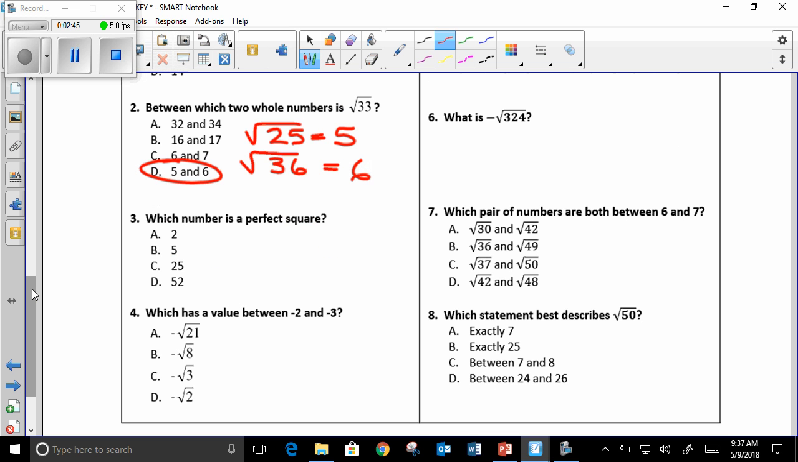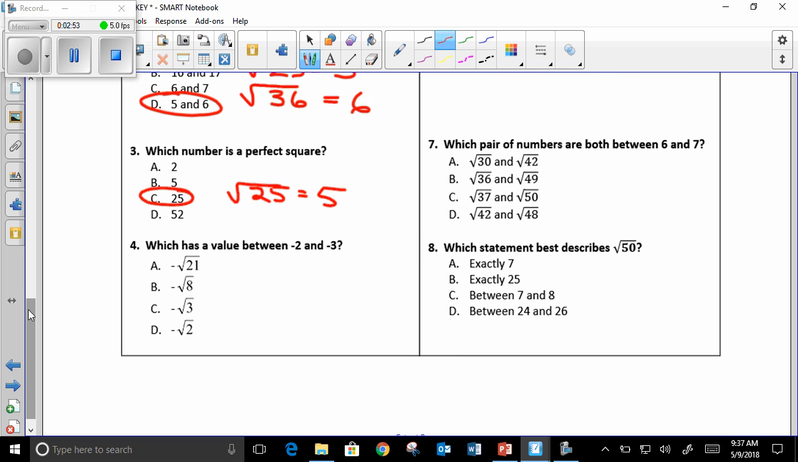Number 3, which number is a perfect square? It is 25. The square root of 25 is 5. 25 is a perfect square. Number 4, which has a value between negative 2 and negative 3? The correct answer is, yep, negative square root of 8.